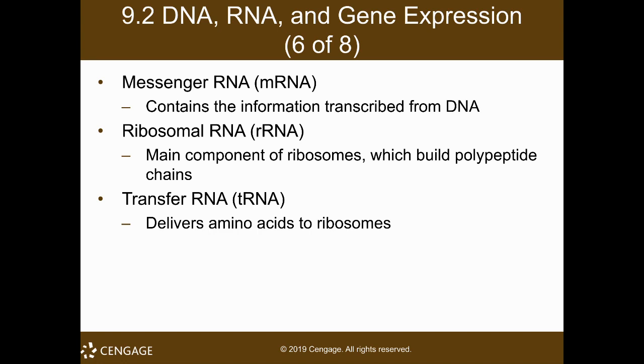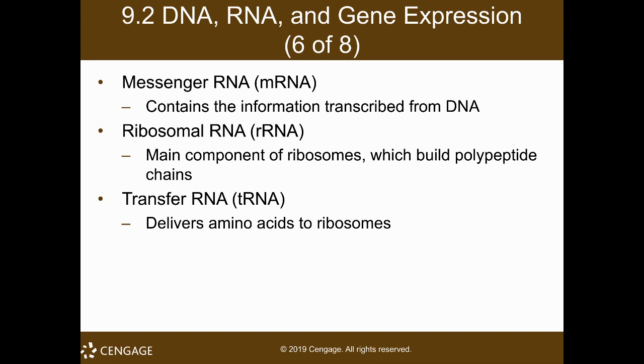And then we have the ribosomal RNA, or the rRNA. It's the main component of your ribosomes. If you remember from the parts of the cell, the ribosome is called the site of protein synthesis, but in reality, it's actually the one that synthesizes the protein. It builds the polypeptide chain. So the main component of the ribosome is your ribosomal RNA. Basically, the ribosome is made up of rRNA and a few proteins.